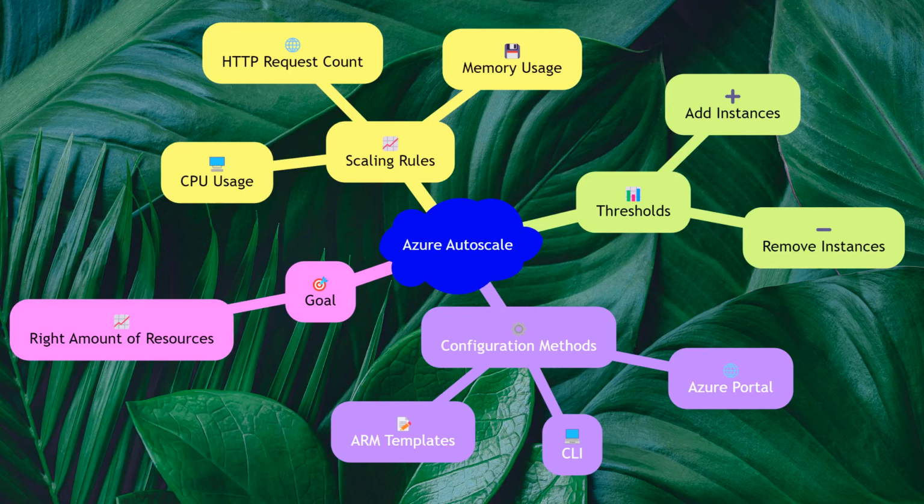Azure's Autoscale feature allows you to define rules for scaling out and scaling in based on metrics such as CPU usage, memory usage, and HTTP request count. You can set thresholds for when to add or remove instances, ensuring that your app always has the right amount of resources. Autoscale can be configured through the Azure portal, CLI, or ARM templates.